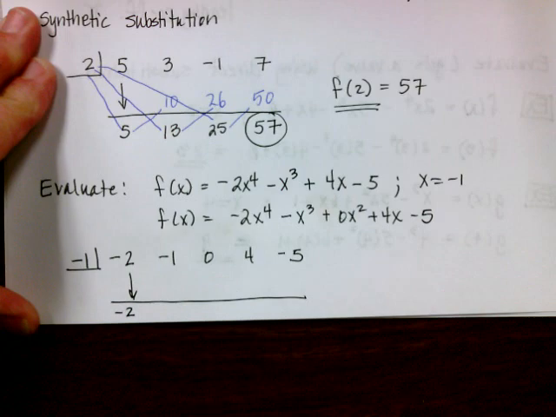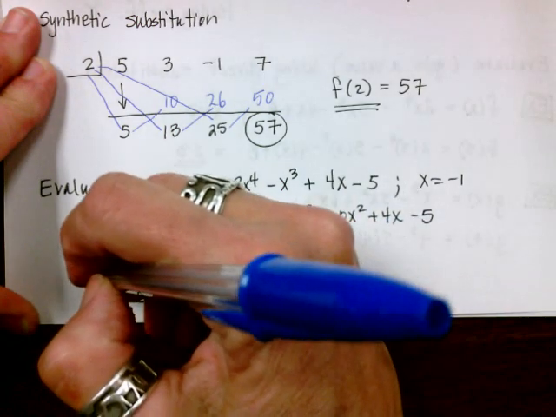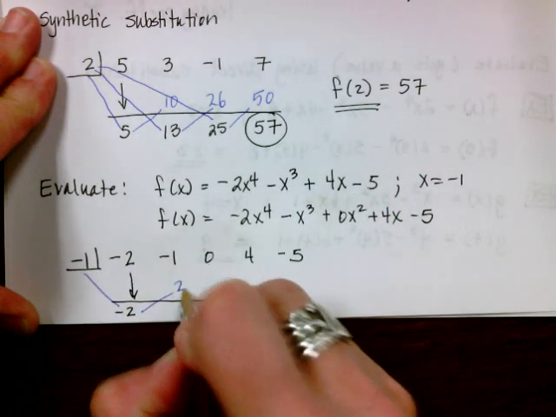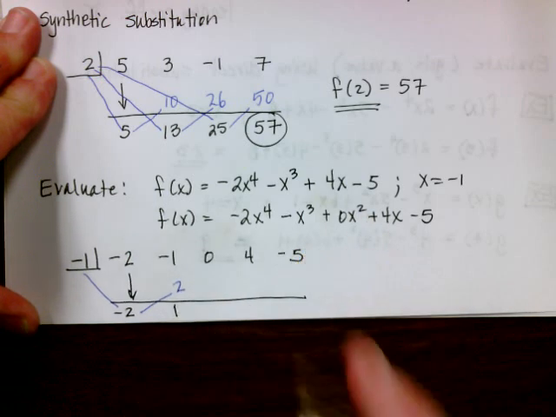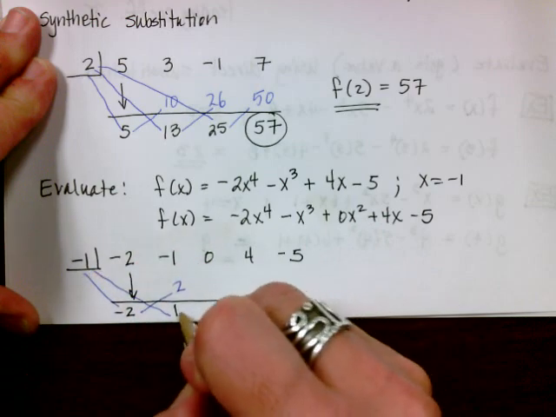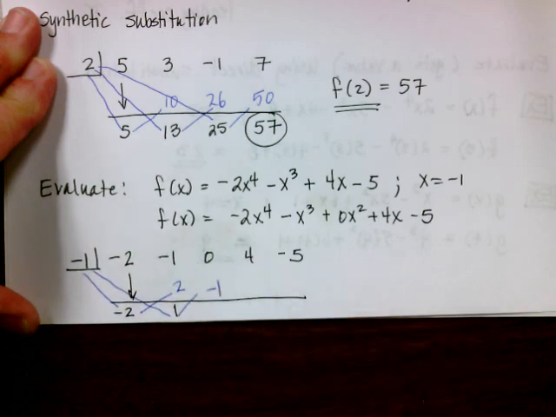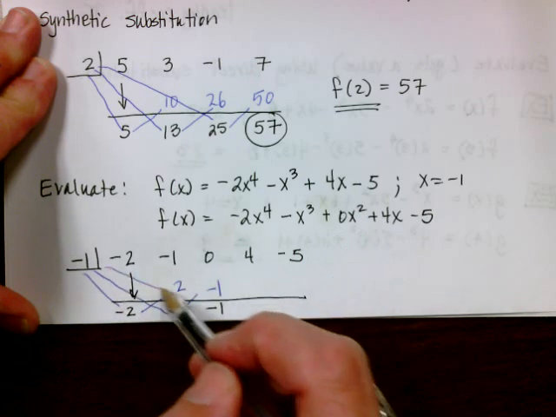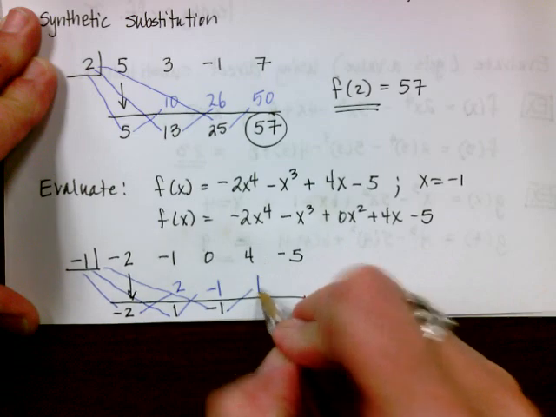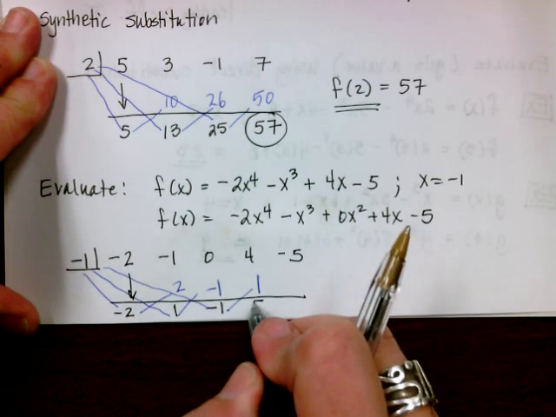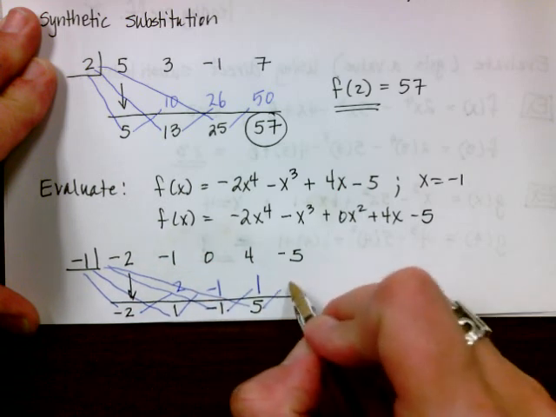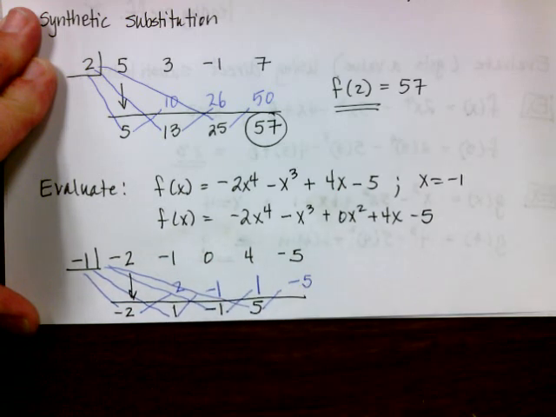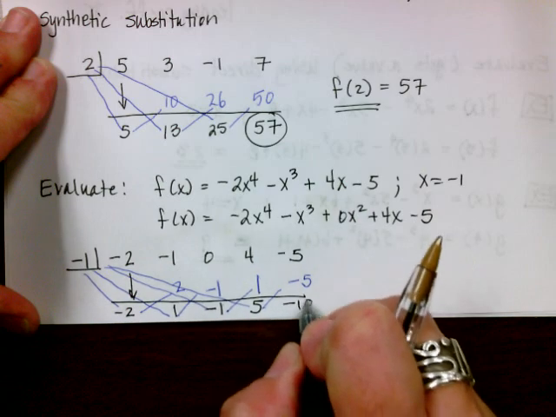So now I start my process. Negative 2 times negative 1 is a positive 2. 2 minus 1 is 1. Negative 1 times a positive 1 is a negative 1. Add negative 1. Negative 1 times negative 1 is a positive 1. 4 plus 1 is 5. And 5 times negative 1 is negative 5. Negative 5 and negative 5 is negative 10.